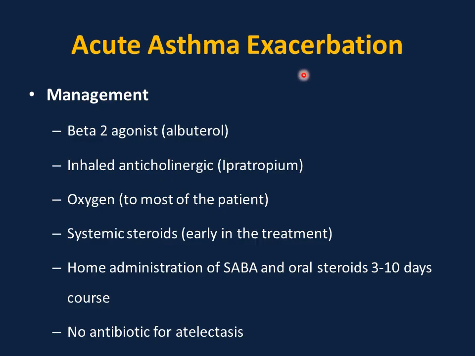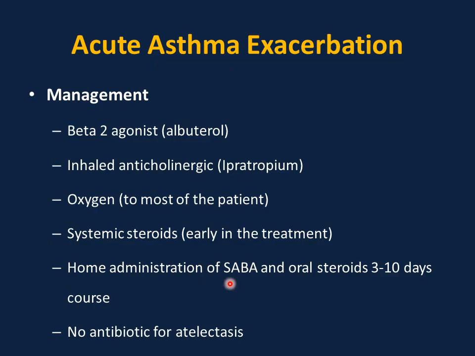Management of acute asthma exacerbation. Beta-2 agonist or albuterol should be given more frequently in the first few days until the wheezing disappears and the child looks better and feels more comfortable. Inhaled anticholinergic ipratropium is helpful as well. Oxygen if necessary. A systemic steroid should be given early in the treatment. It will work in 4 to 6 hours, and it is very helpful to decrease the inflammation inside the lung and resolve the acute asthma attack.